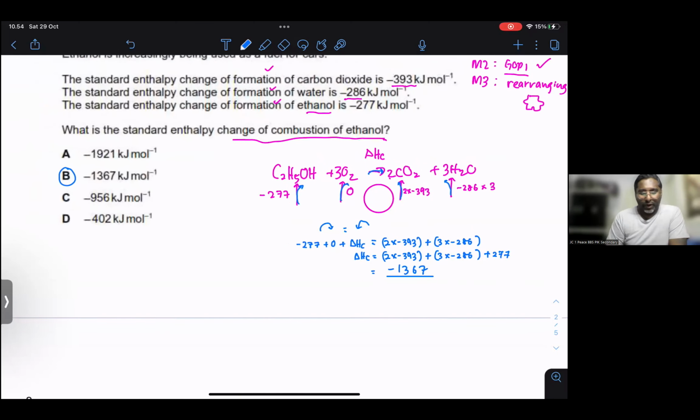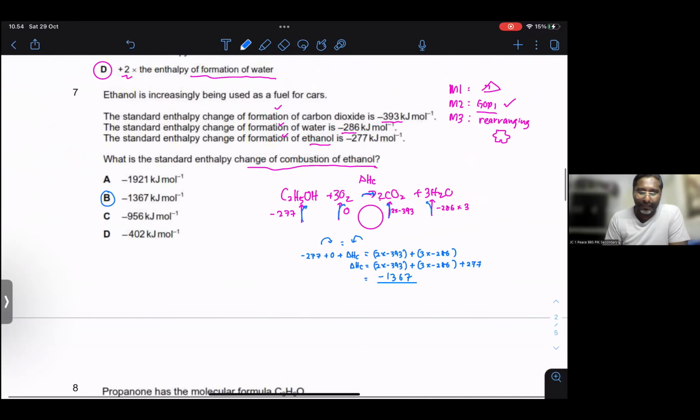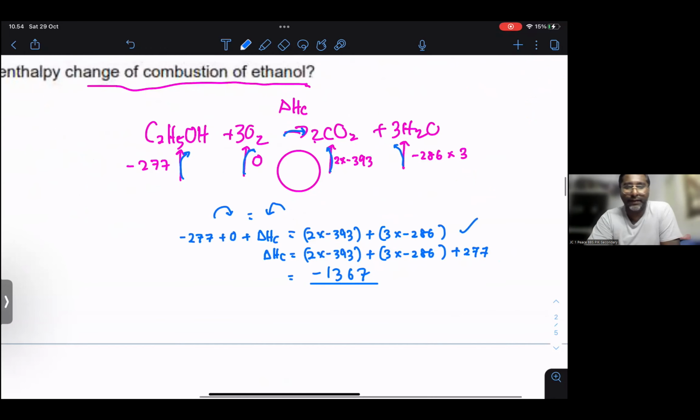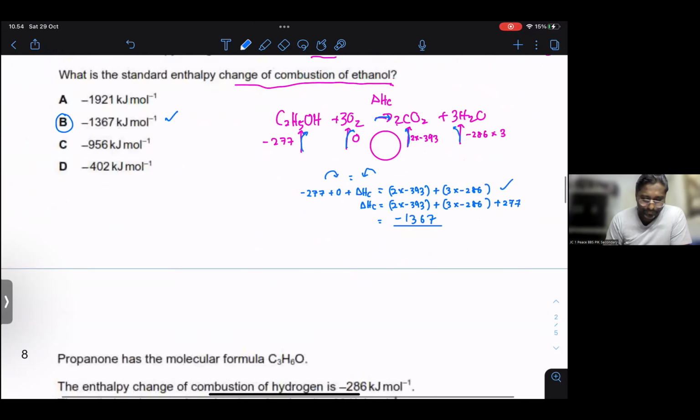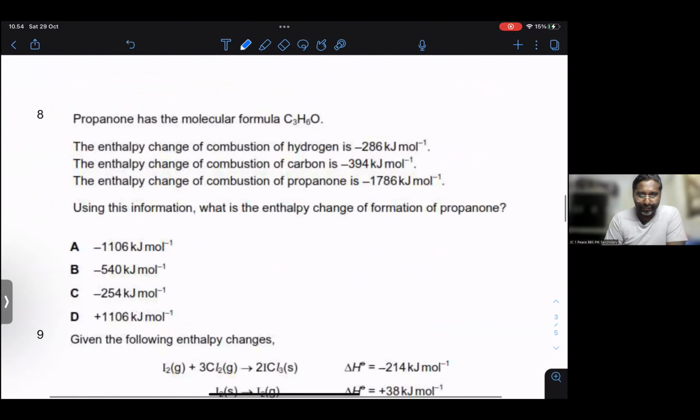Whatever method you use, even if you have method number 4, method number 5, in the end it still must reflect Hess's law. As long as you get the answer, fine. Don't use your own method but in the end get the wrong answer. So that is important. Okay, now let's move on.